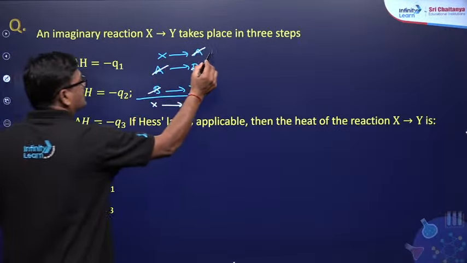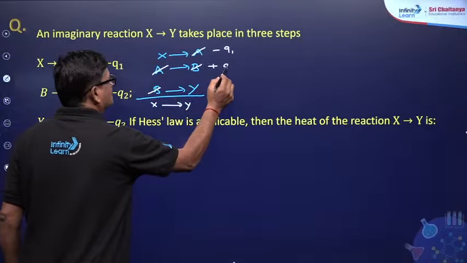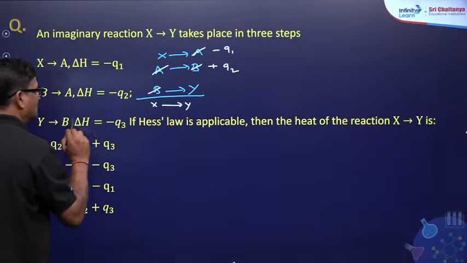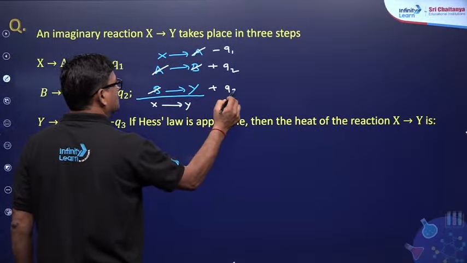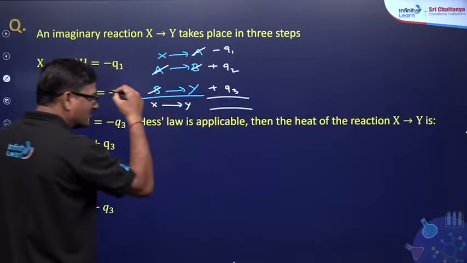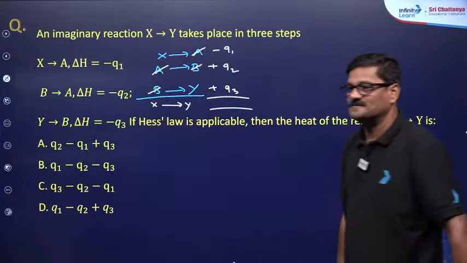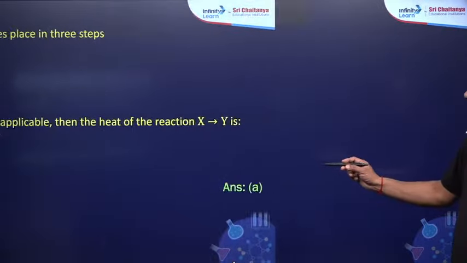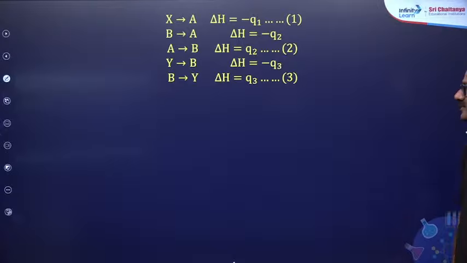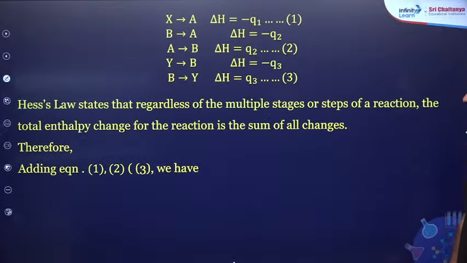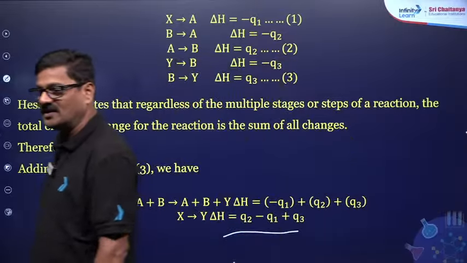So for this, minus Q1; for this, plus Q2; and this one also was flipped, so it is going to be plus Q3. So the sum, the answer, is going to be A. Clear? And on doing so, we have Q2 minus Q1 plus Q3.